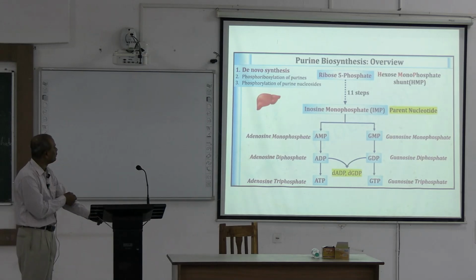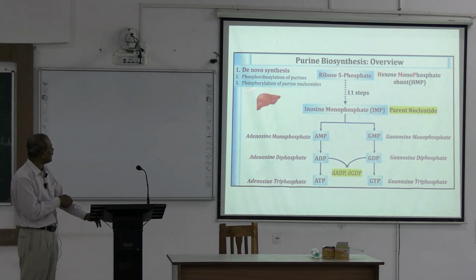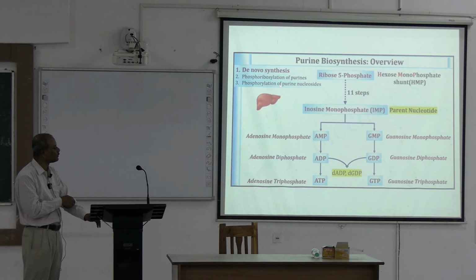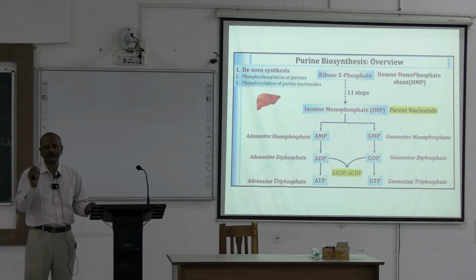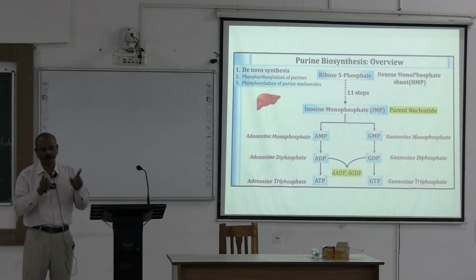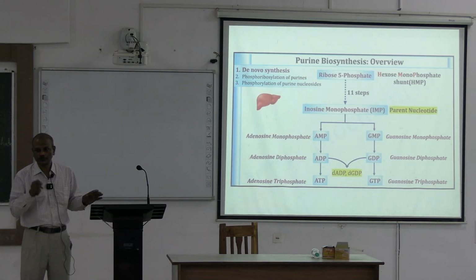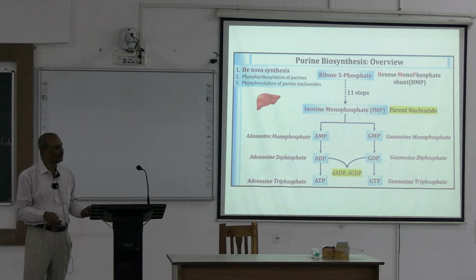One is de novo synthesis, which is the main pathway, and there is ribosylation of purine. Purine means only the purine molecule is there. So, if you want to make a nucleotide, we have to phosphoribosylate. Means you have to add phosphate and you have to add ribosyl. So, that is phosphoribosylation.